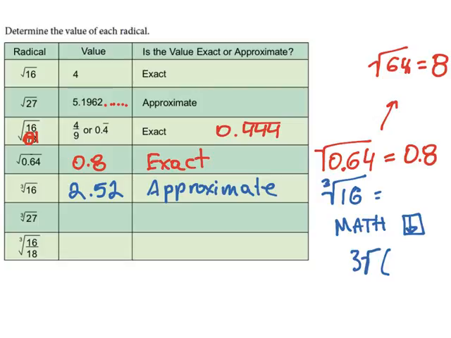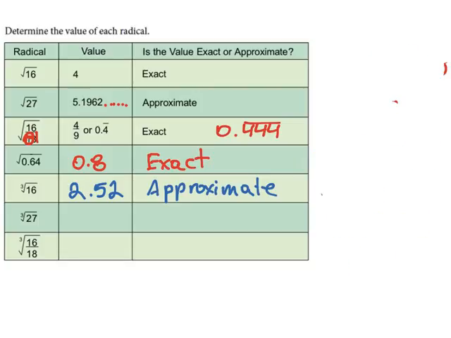Now we'll take a look at cube root 27. And the answer is 3, because 3 cubed is 27. And this value is exact.